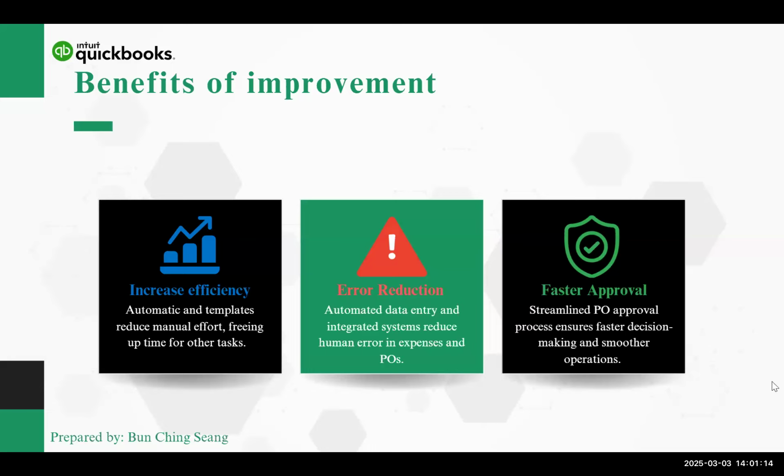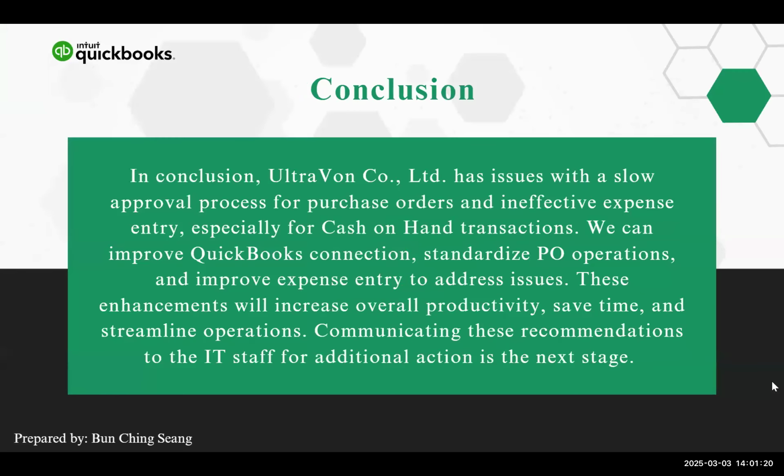So our last part is the conclusion. In conclusion, the company has a slow approval process for purchase orders and inefficient expense entry, especially for cash on hand transactions. We can improve the QuickBooks connection, standardize PO operations, and improve expense entry to address these issues. This enhancement will increase overall productivity, save time, and streamline operations. Communicating this recommendation to the IT staff for additional action is the next step.